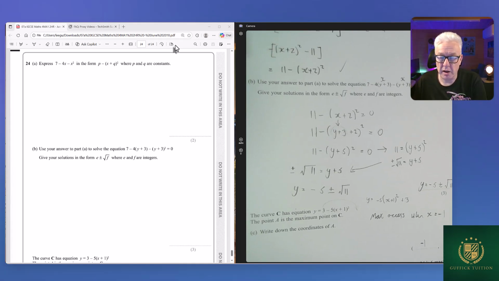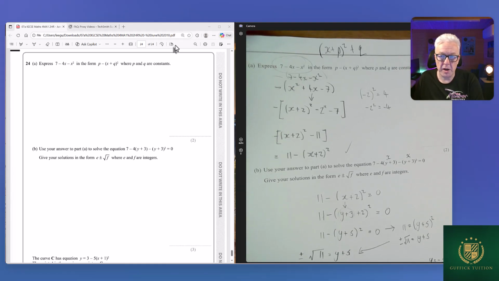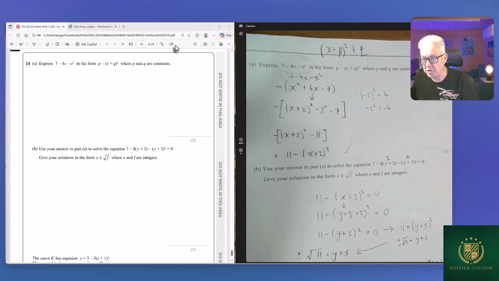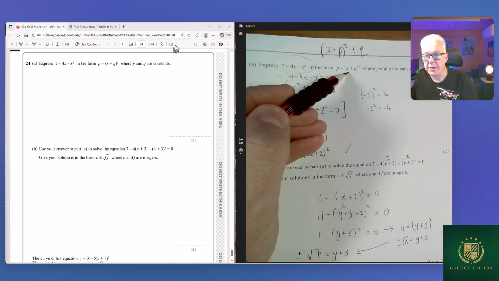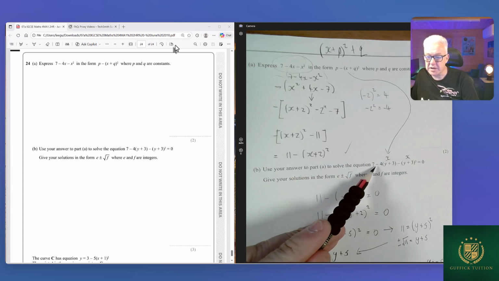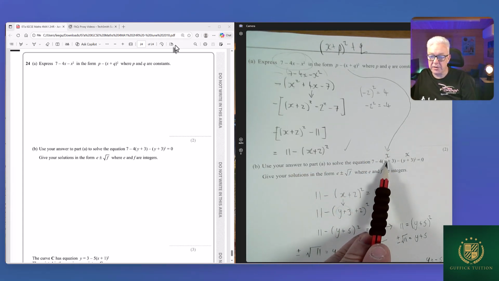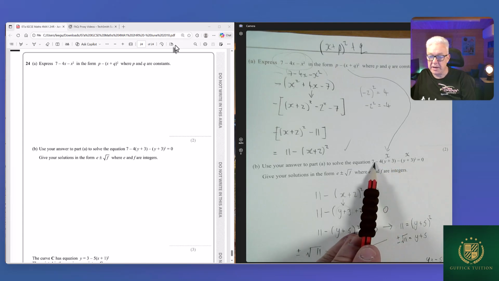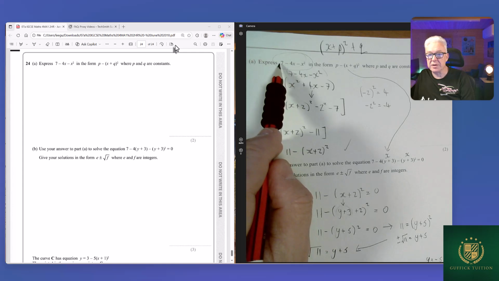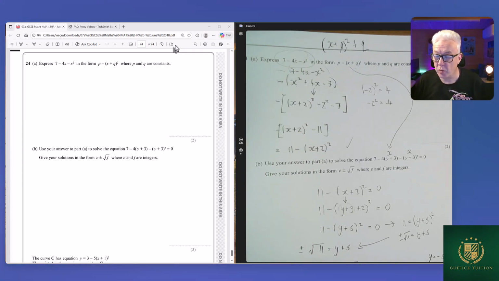This is a bit like we'd get in an A-level question, because we need to look at part A and part B and say what's the link between the two of them. The link is that we've got the same expression, however the x has been replaced by y add 3. You can see 7 minus 4 times (y add 3) minus (y add 3) squared, and we've got 7 minus 4x minus x squared. So the x has been replaced by y add 3.